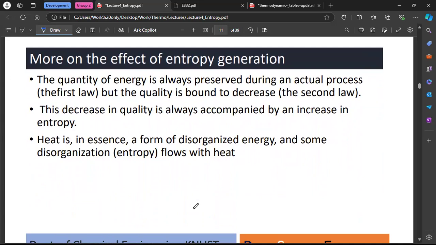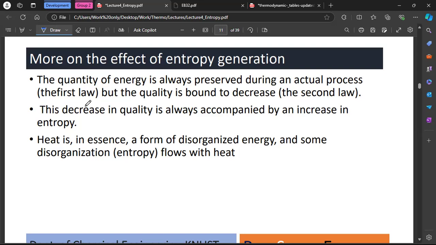So when we talk about the effects of entropy generation, what we are saying is that the quantity of energy is always preserved during an actual process. So that's from the first law, right? But then the quality is bound to decrease. So that's why we can't have a system that is 100% efficient. Some of it is going to be converted into something else and will contribute to entropy. So this decrease in the quality is always accompanied by an increase in entropy.